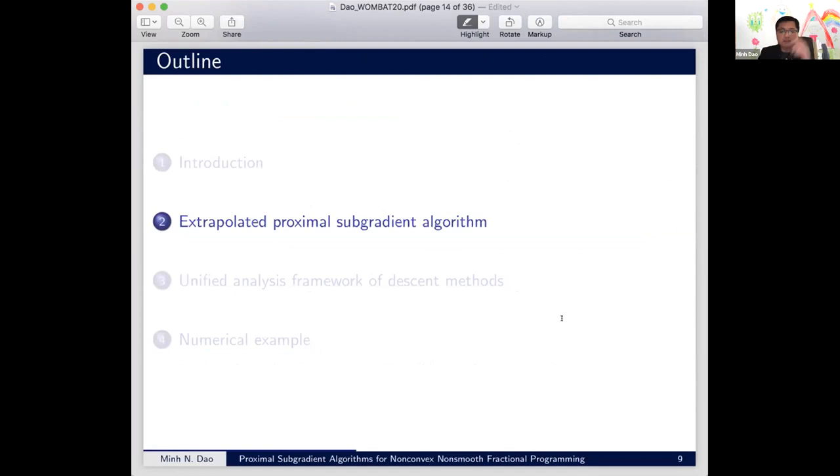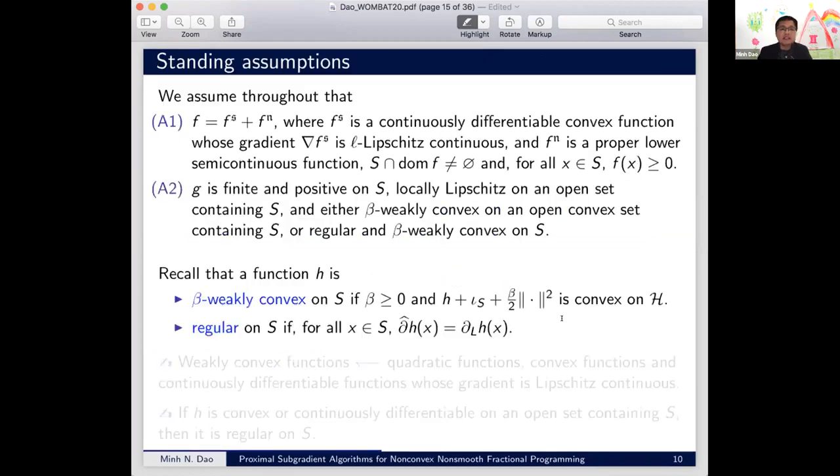But now we will go further. So we can come to the next section about the extrapolated proximal subgradient algorithm. We will assume throughout that f can be written as the sum of f_s and f_n. So f_s here is the smooth part and f_n is non-smooth. Specifically, f_s is a continuously differentiable convex function with Lipschitz gradient, and f_n is just a proper lower semi-continuous function. We also assume that f(x) is non-negative over the constraint set S.